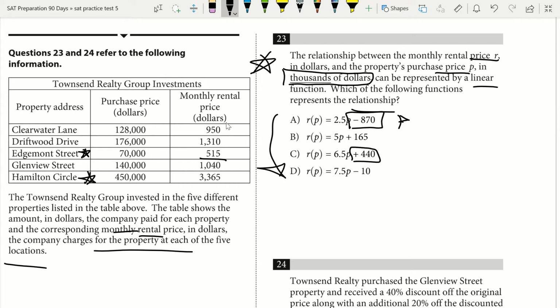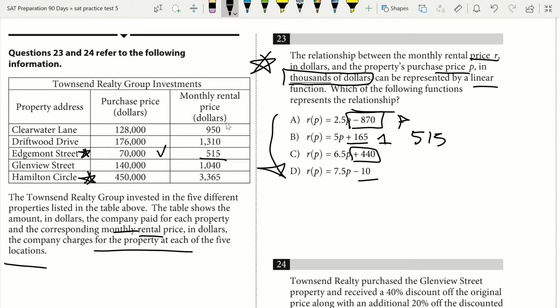A plus 440 is also a large number to start with. So I'm just going to go ahead and start here, and then I'll go here next. So we'll start with B. So we got 5P plus 175. So let's put in our purchase price of 70. That one's going to be the easiest one to deal with, so we're going to start with that. So 70 times 5, and then adding in 165. See what that equals. Okay, that gives me 515. So that one right there checks off for this one.